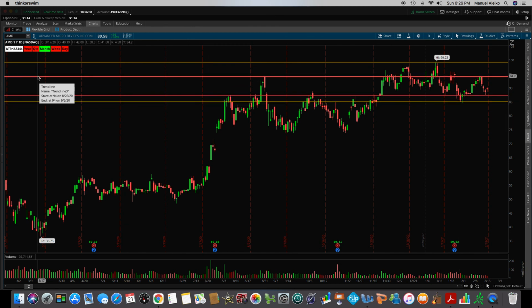So there you have it, folks. Again, let's run it down. It's Apple, ARCT, SBE, eBay, IP International Paper, Palantir, PLTR, and last but not least, AMD Advanced Micro Devices.